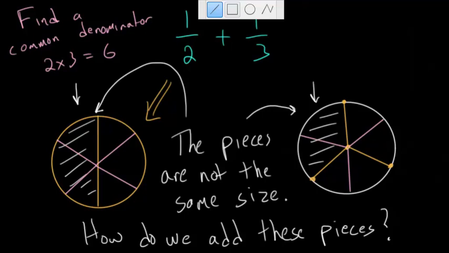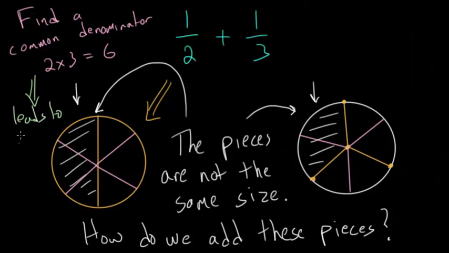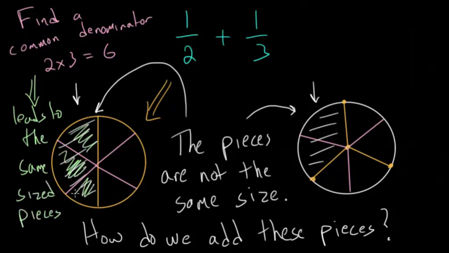Now that we have a common denominator, you might be able to notice that we have the same size pieces now. So let me make note of that. This leads to the same sized pieces. Notice we have 3 pieces over here, all the same size, and we have 2 pieces here, all the same size. So now we can actually add them.